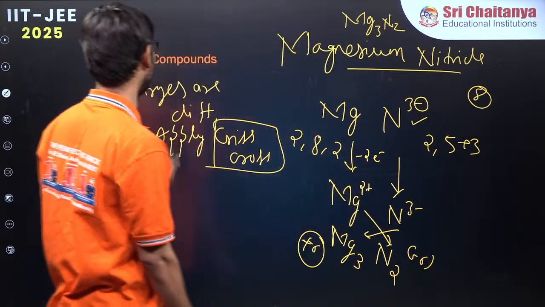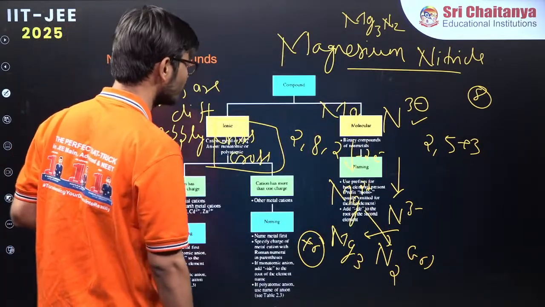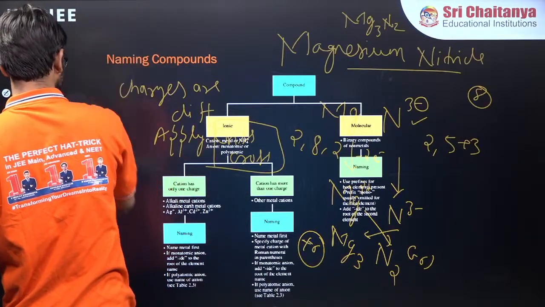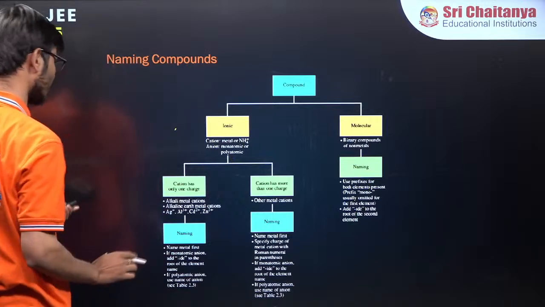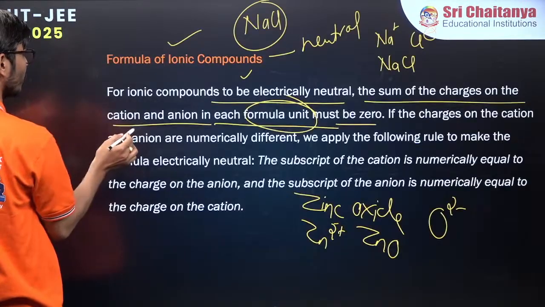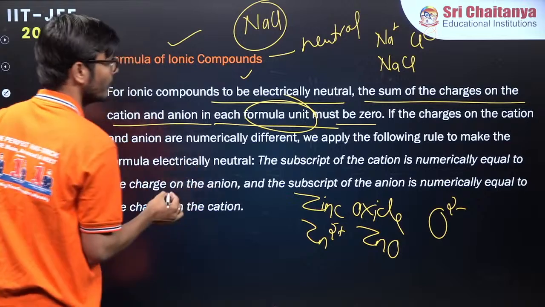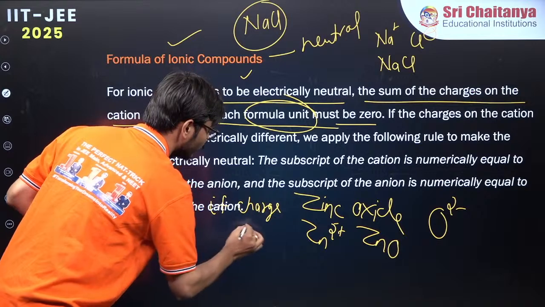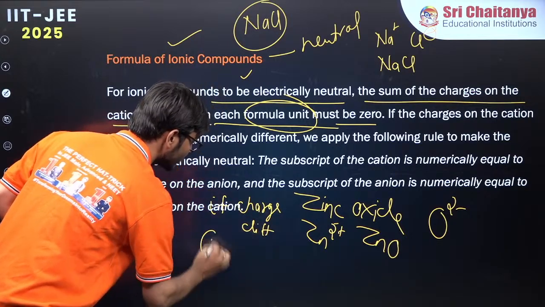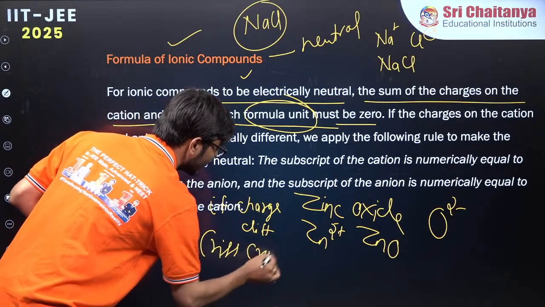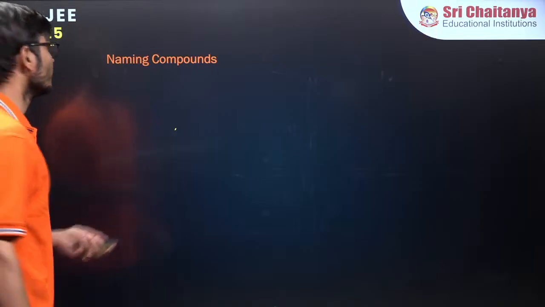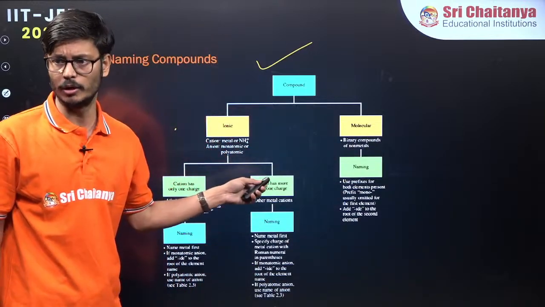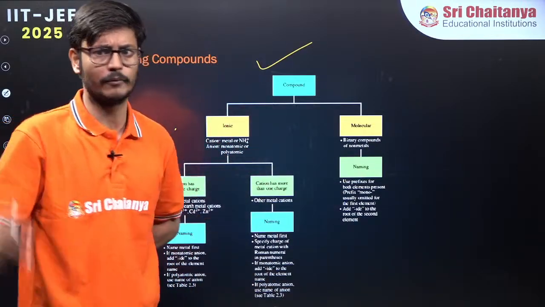Okay. So now we are coming to the naming of compounds. So I'll erase this example. I'll write it over here only. Formula of ionic compounds. Remember, if charge is different, what to apply? Crisscross. Apply crisscross. Okay. So this is the naming of the compound. This is a very beautiful table over here.